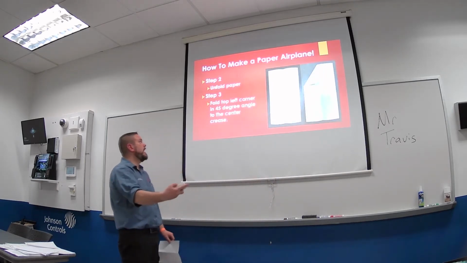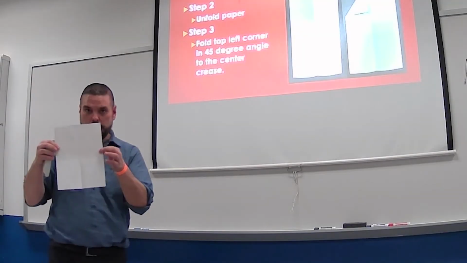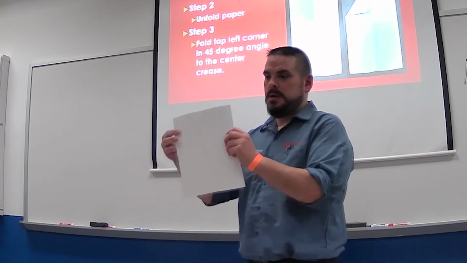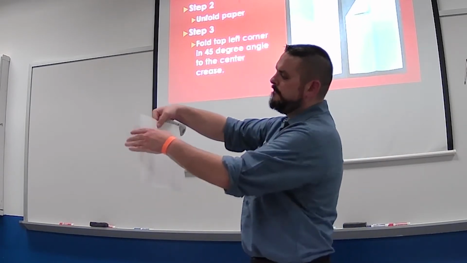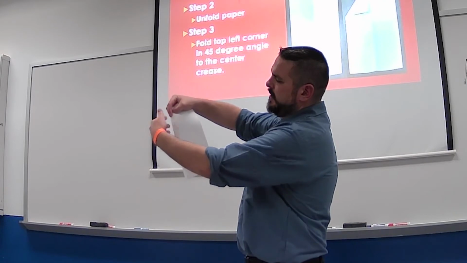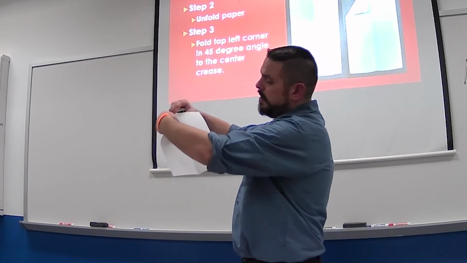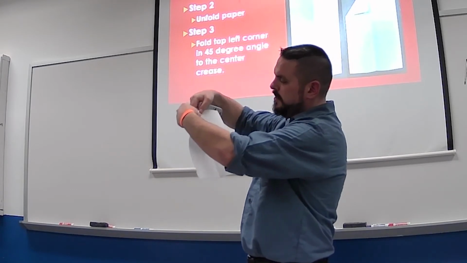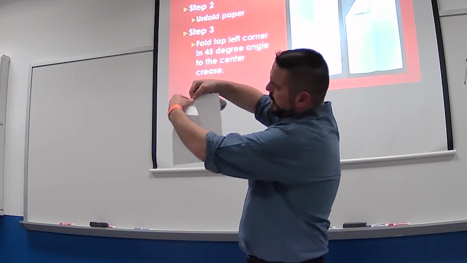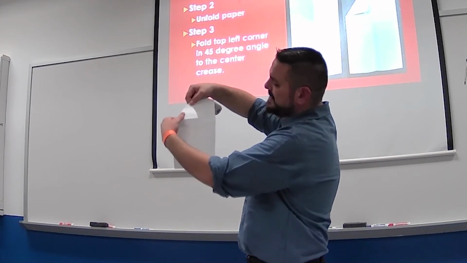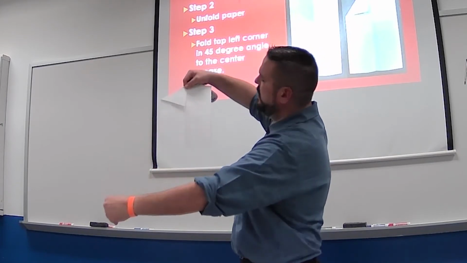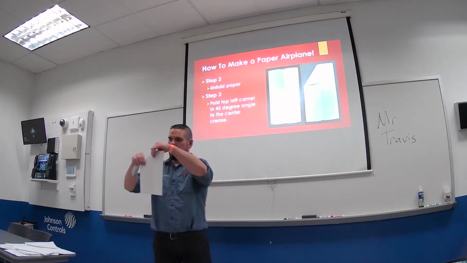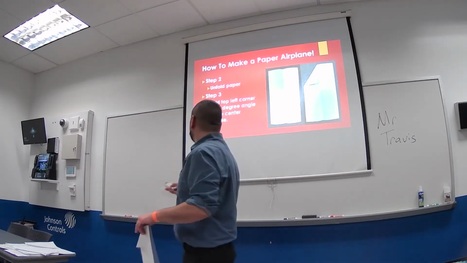And then our next step is we're going to unfold the paper, and we're going to take one of the corners. I'm going to start with the left corner. I'm going to fold it so I get a 45-degree angle, like the top of a house, like a roof. All right? I'm going to fold it in so it hits that center crease, a nice center line right there. So you get a nice 45-degree angle on there. We got a nice little flap there.